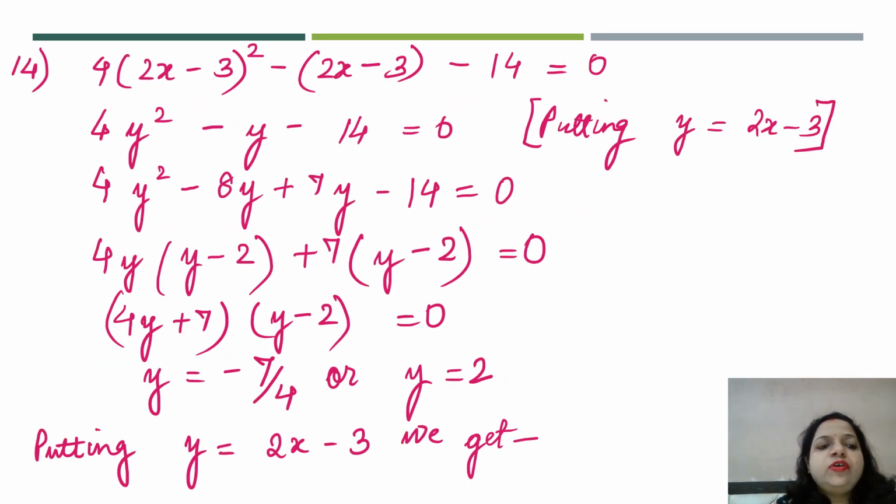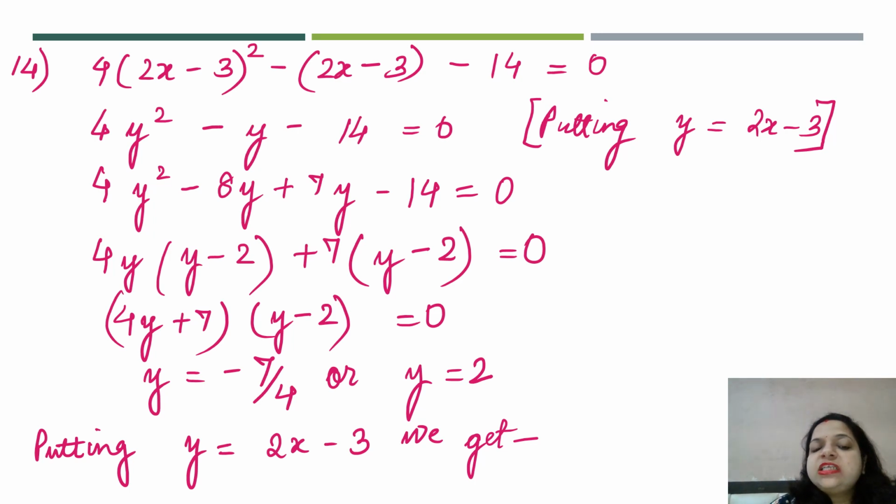Now coming to the 14th question, children. 4 into 2x minus 3 the whole square minus 2x minus 3 minus 14 is equal to 0. Again here also, children, you see 2x minus 3 is common here. So we can take y is equal to 2x minus 3. Then the equation will become 4y square minus y minus 14 is equal to 0.